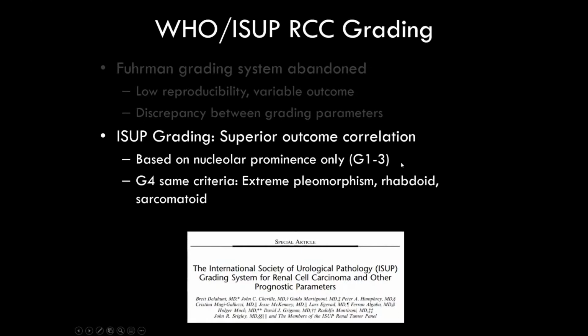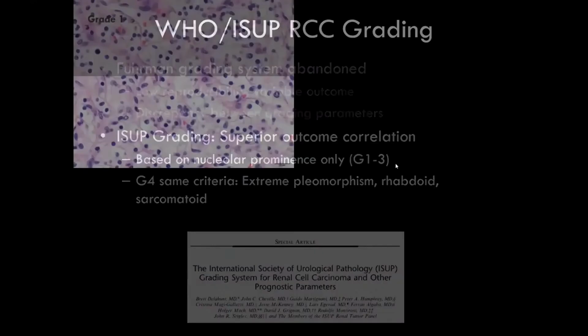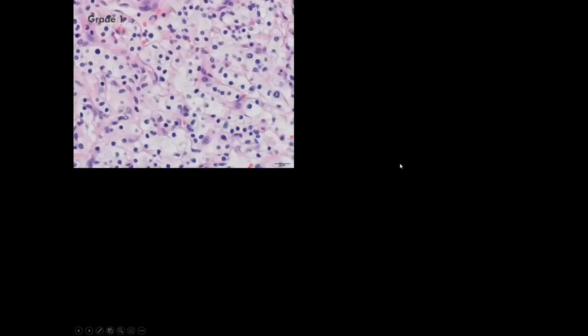So we use this for grades 1 to 3, and grade 4 has remained the same. So this would be basically renal cell carcinomas that have either sarcomatoid morphology or rhabdoid morphology or extreme pleomorphism. So quickly, let's look through some examples of this grading system now. The ISUP WHO grading system goes like this.